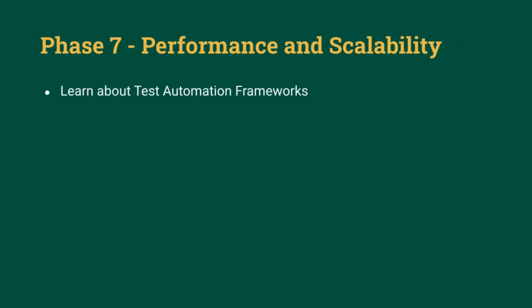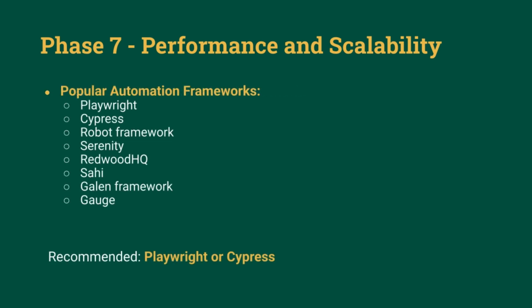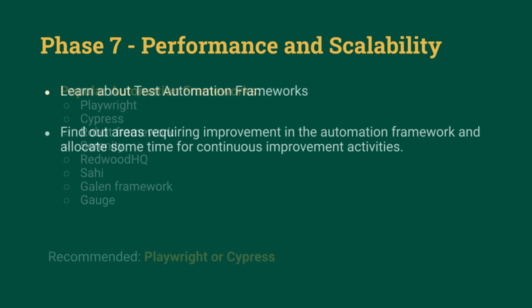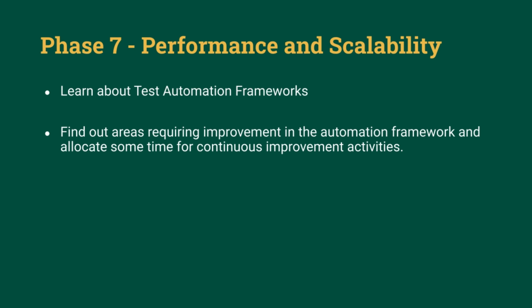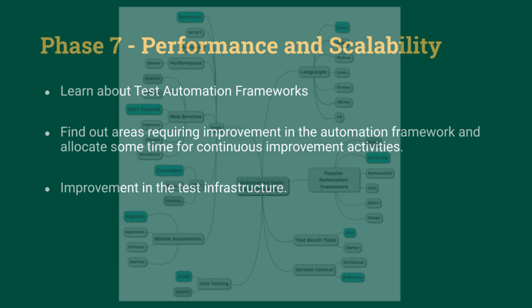There is a thin line between an average and a successful test automation developer. If you want to be a successful automation professional, you need to learn about test automation frameworks. A test automation framework is an execution environment for your automated tests. You can design your own automation framework or use any of the open source frameworks that are available in the market. You should find out the areas requiring improvement in your framework and allocate some time for continuous improvement activities. Also, analyze your test infrastructure and see what can be done to improve it.